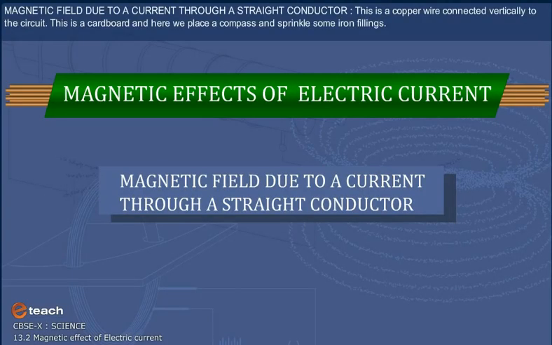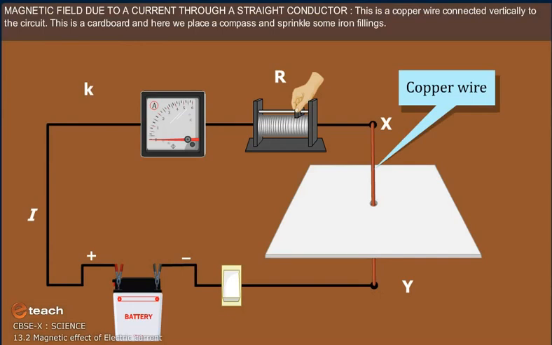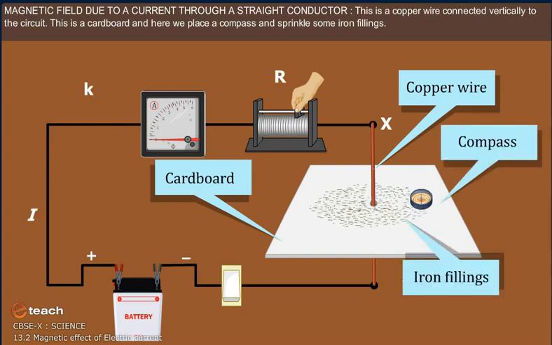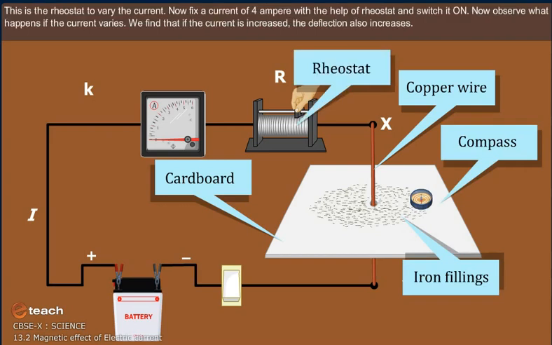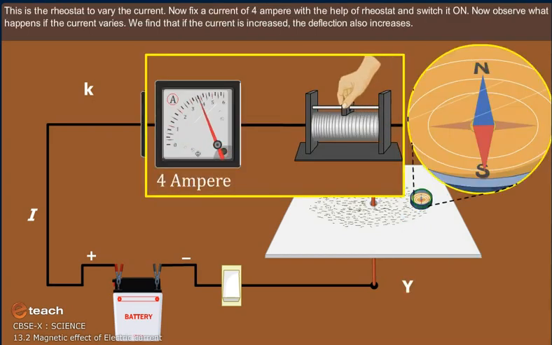Magnetic field due to a current through a straight conductor. This is a copper wire connected vertically to the circuit. This is cardboard, and we place here a compass and sprinkle some iron filings. This is the rheostat to vary the current. Now fix the current at 4 ampere with the help of the rheostat and switch on.